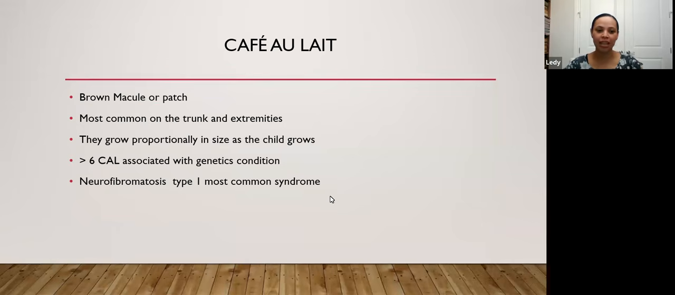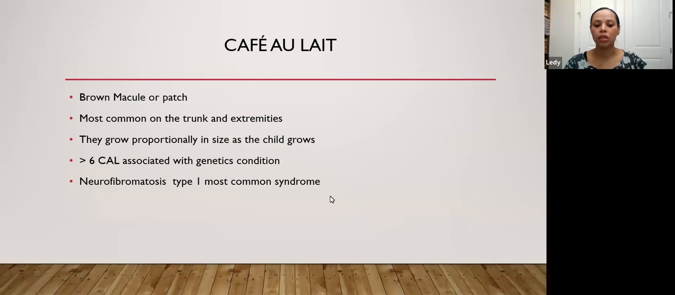A café au lait is a brown macule, so it's completely flat, that appears on the skin. It's most commonly on the trunk and the extremities. They grow proportionally in size as the child grows. So I always tell the parent, as your child grows, this macule is just going to stretch with him, especially if it's on the arm or the trunk. Not necessarily that the actual patch is going to spread. If it's spreading, then it's definitely not a café au lait.